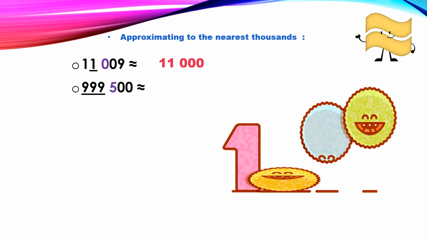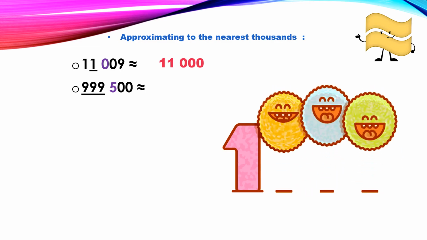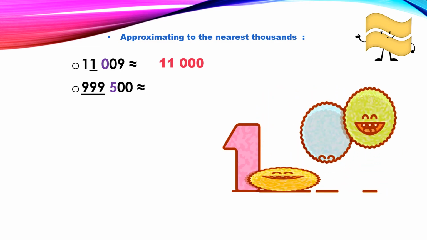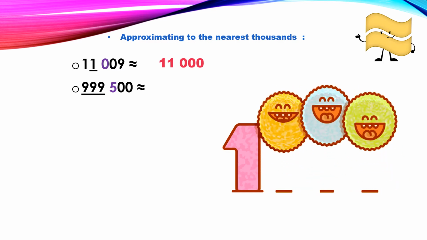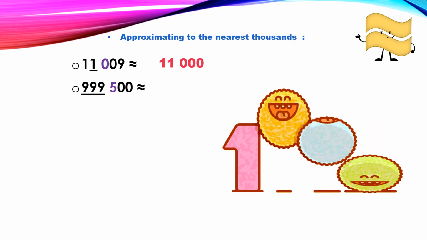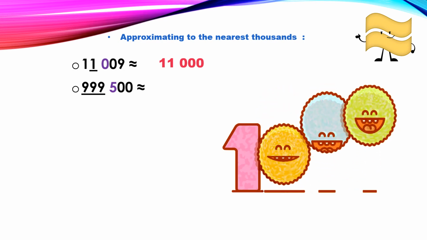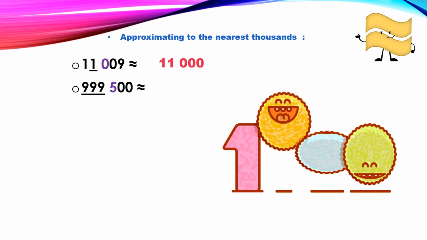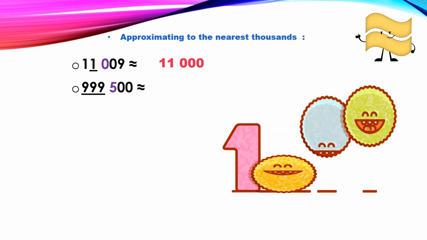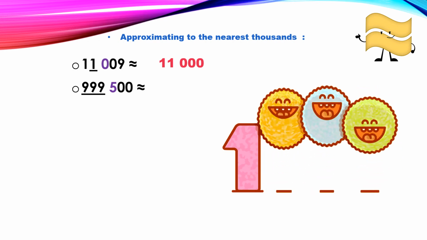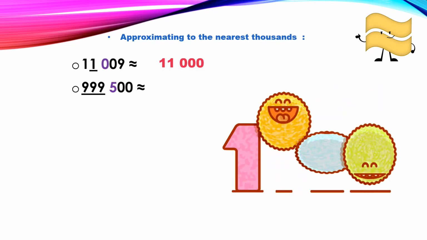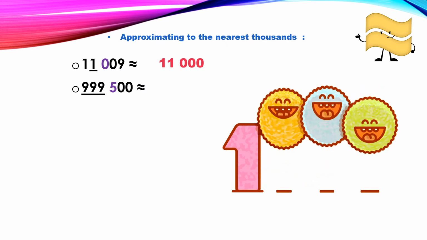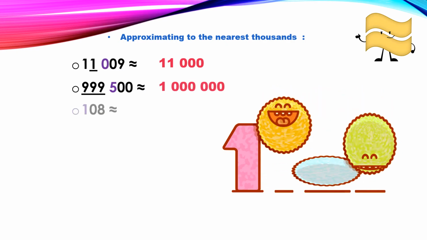Another question. 999,500. What is the digit in 1000 place? It's 9. The digit before 9, rich or poor? It's rich. So I will take 9 and our neighbors. Take 9 and the 9 and the 9. So we'll take 999 together. When we add 1 to 999, the answer will be 1000. And replace 500 with 3 zeros, so the answer will be 1 million.